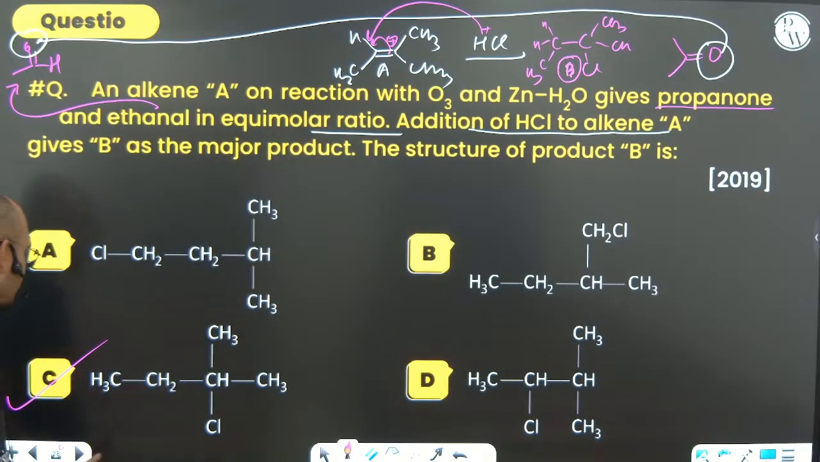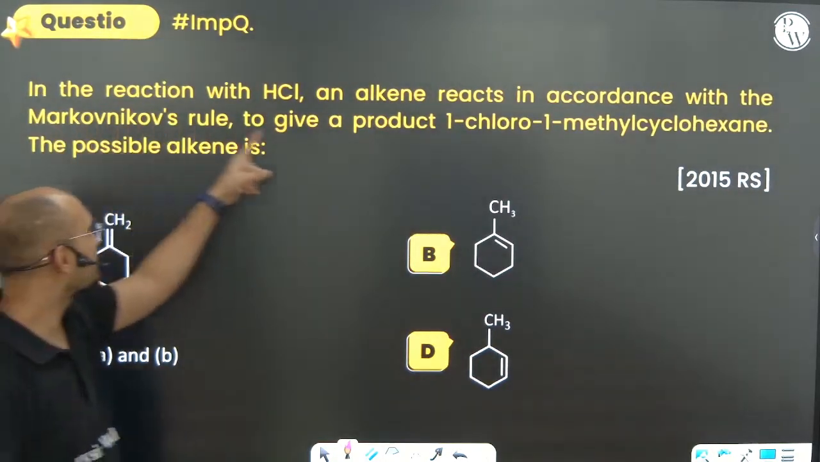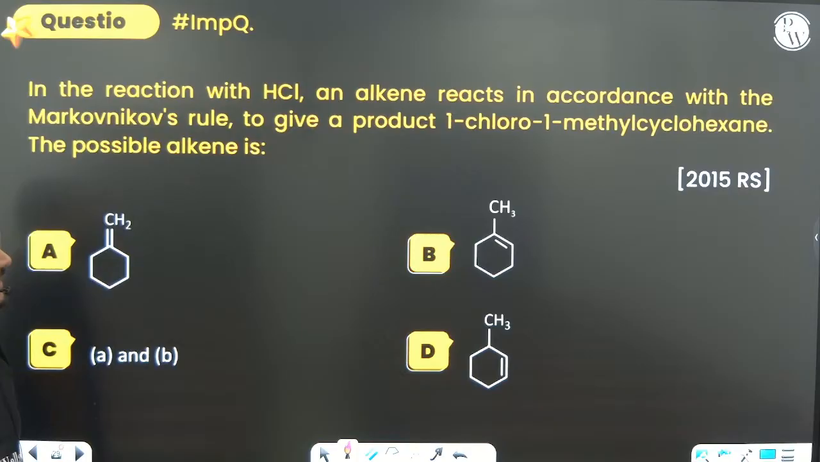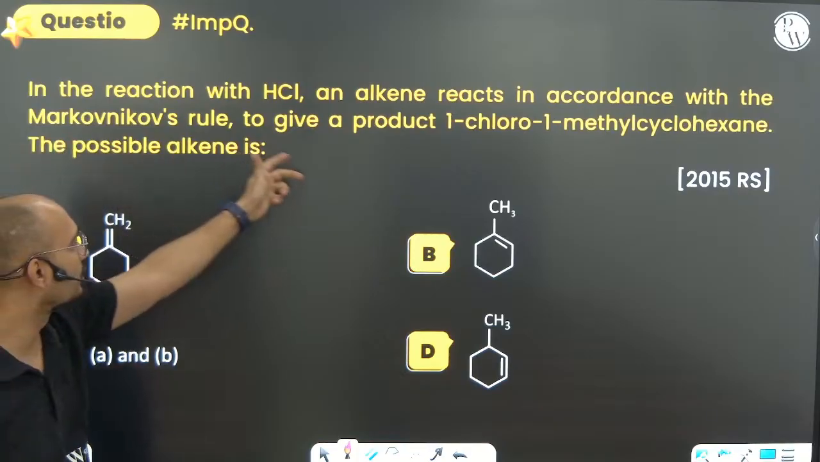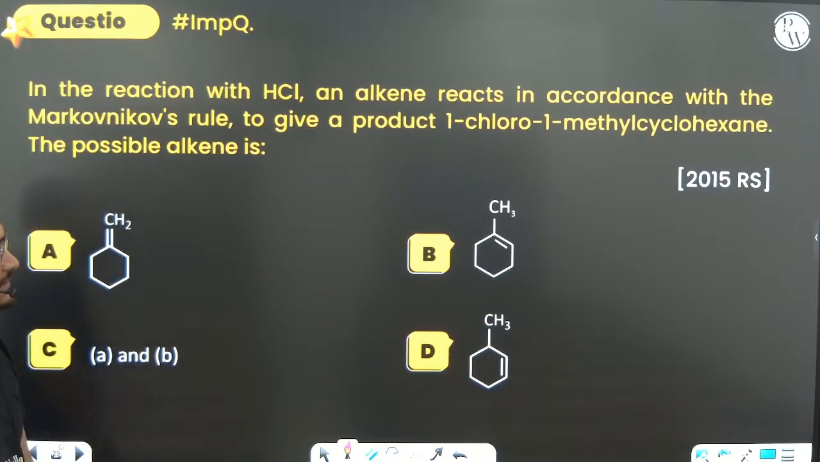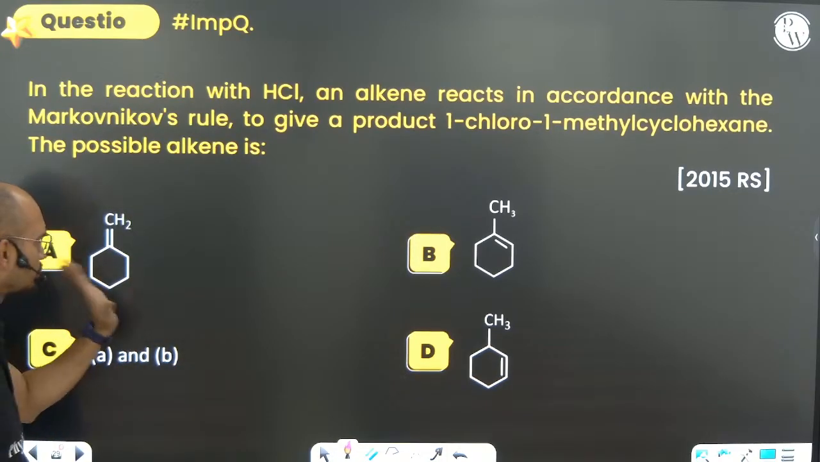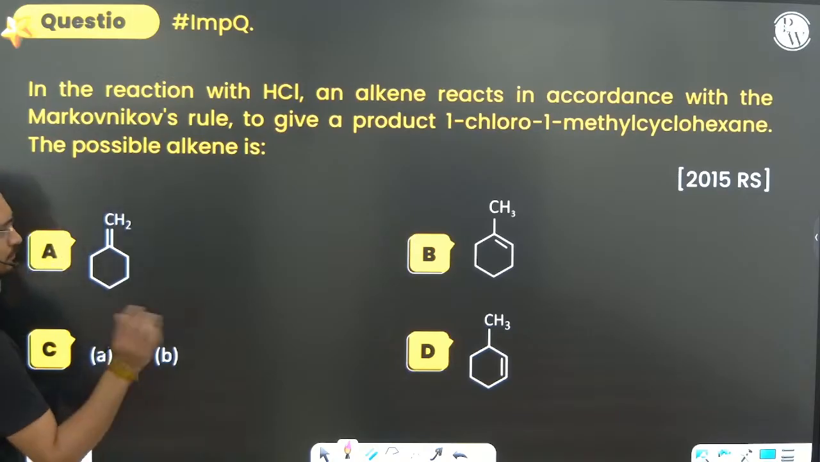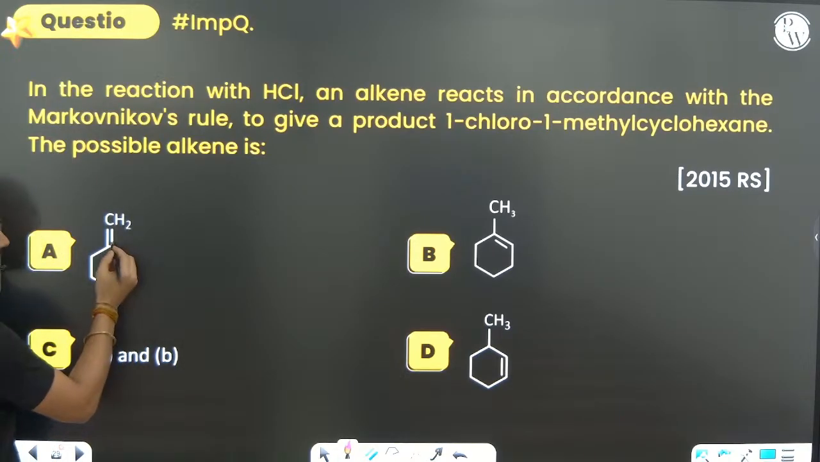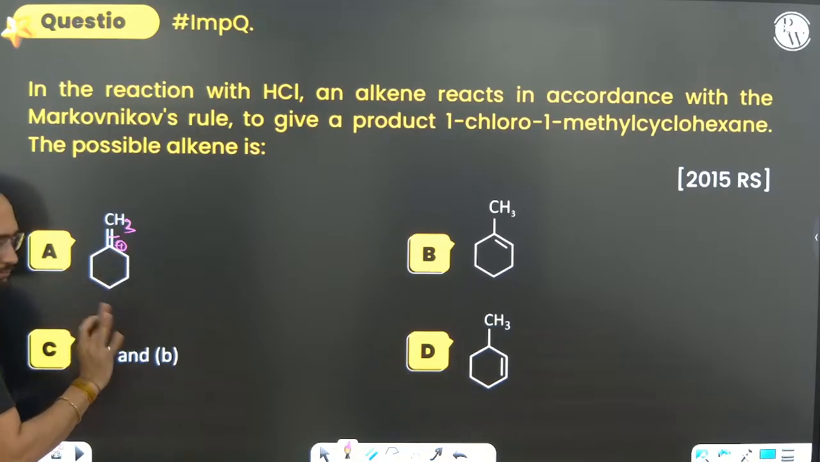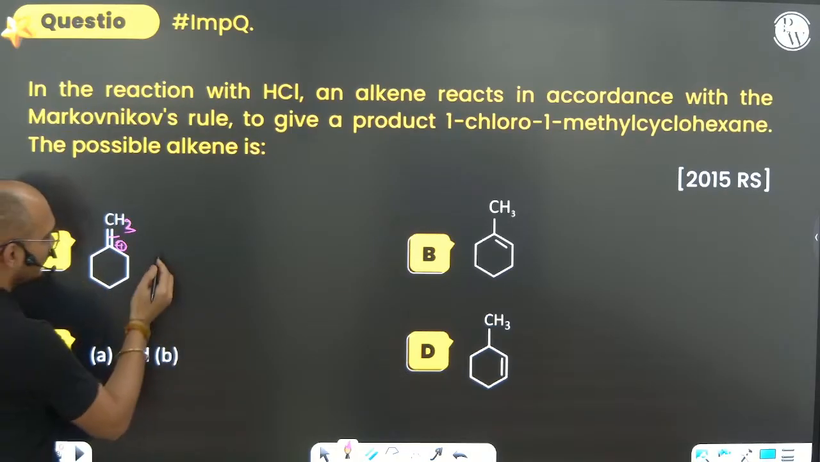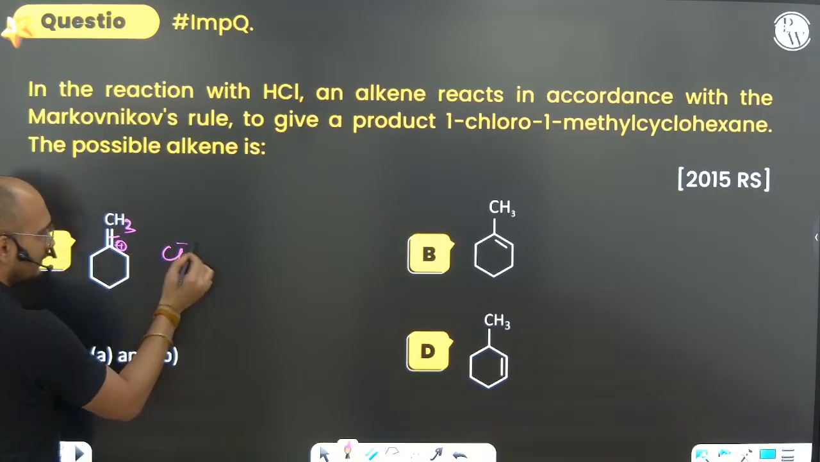You can just check once. Next. In the reaction with HCl, an alkene reacts in accordance with the Markovnikov rule to give product 1-chloro 1-methyl cyclohexane. The possible alkene is, look carefully, just do the Markovnikov only. Now just do the addition of HCl here. Where is the positive more stable? Positive here. So after the positive comes here, is there any possibility that it can do any kind of carbocation rearrangement? No, not possible.